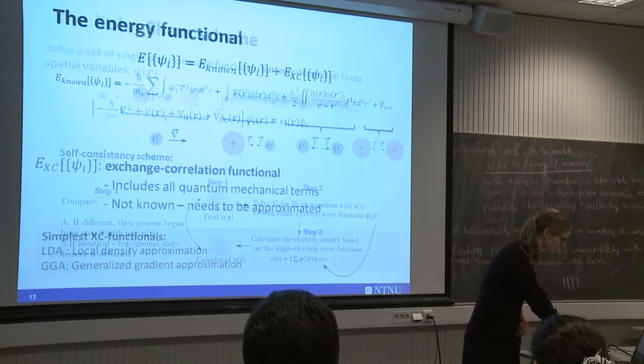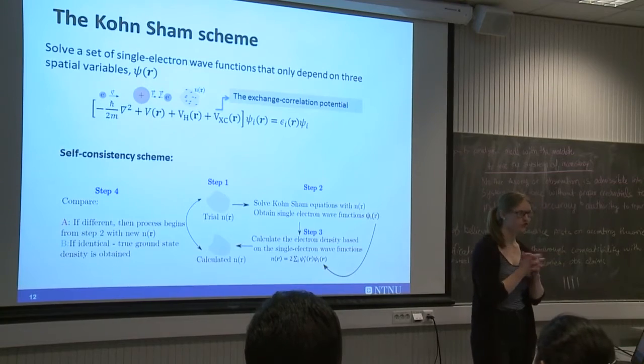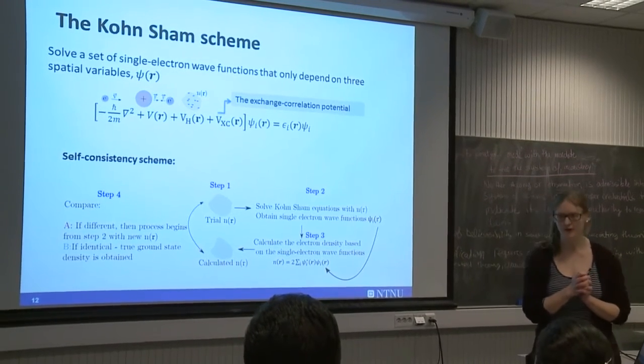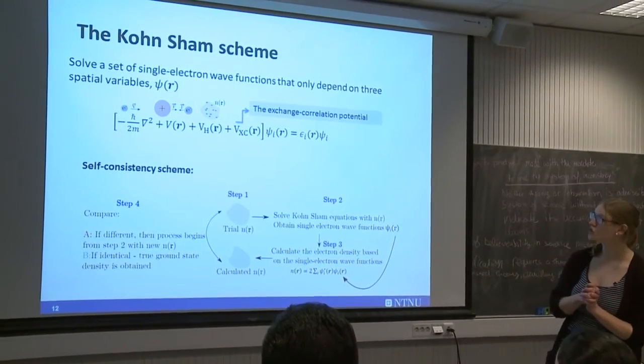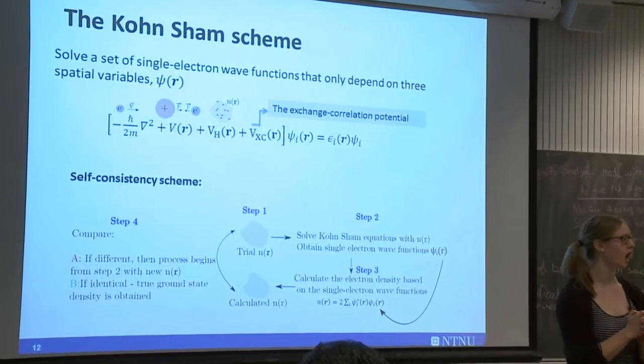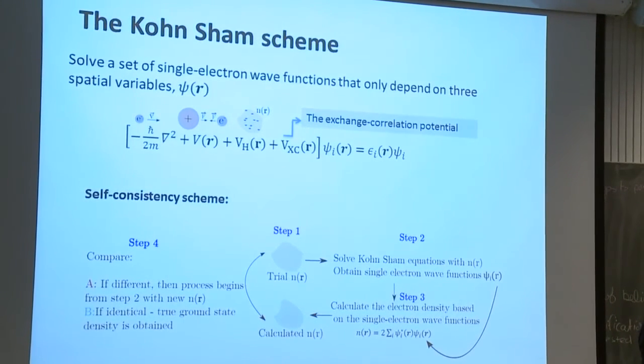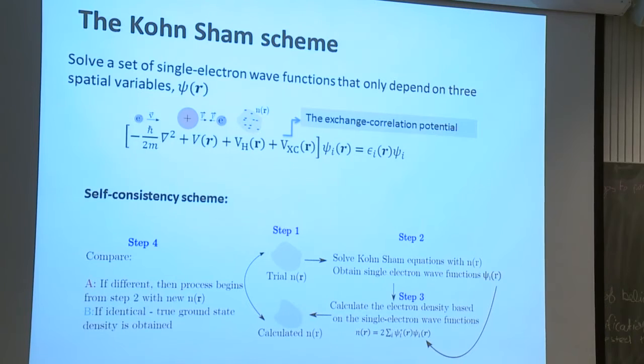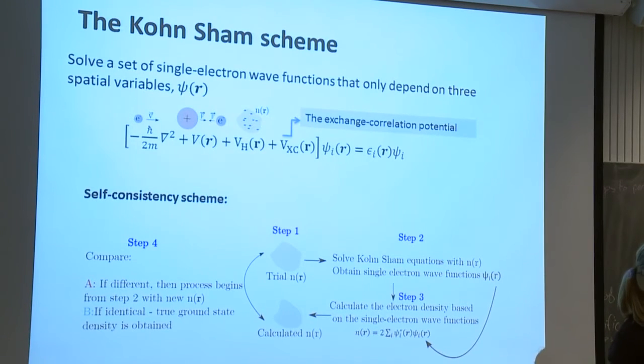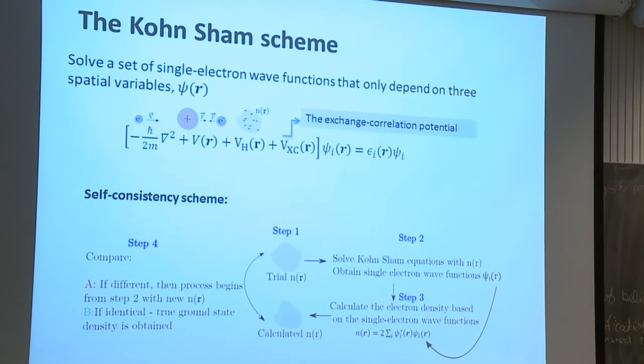So recall the two theorems. So Kohn and then his postdoc Sham, they found out how you can actually find, like in practice, how you actually obtain the ground state electron density. And so they came up with this scheme.